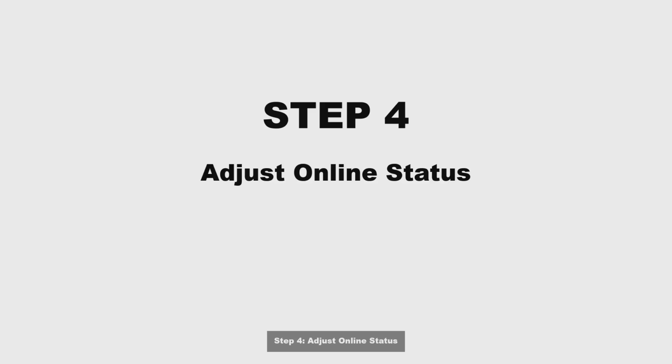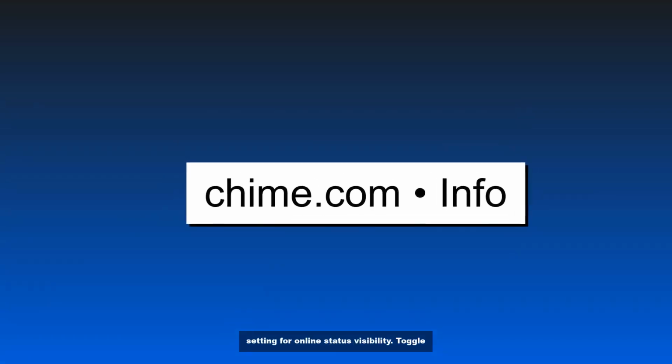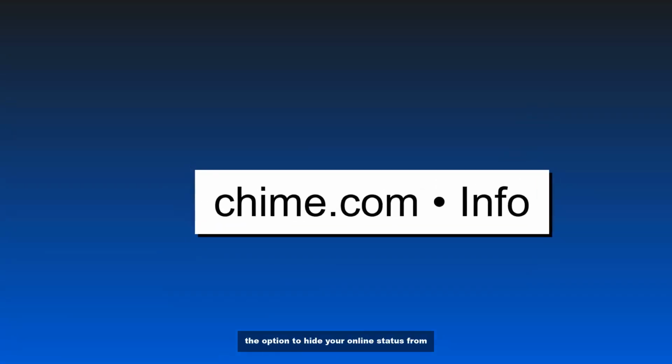Step 4. Adjust online status. Within the Privacy Options, locate the setting for online status visibility. Toggle the option to hide your online status from other users.